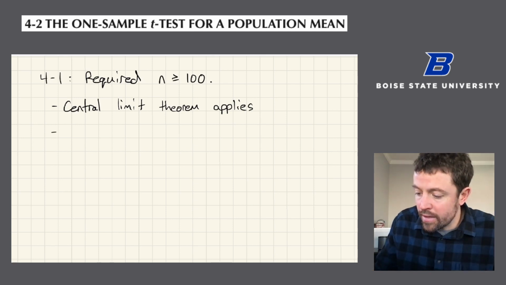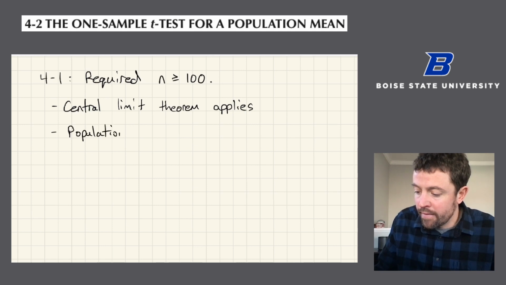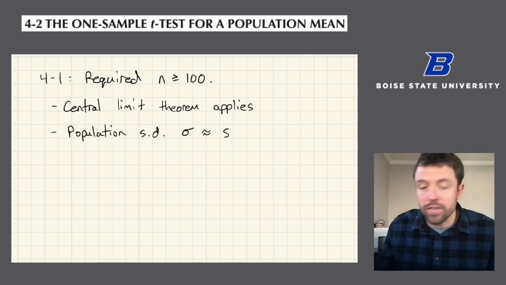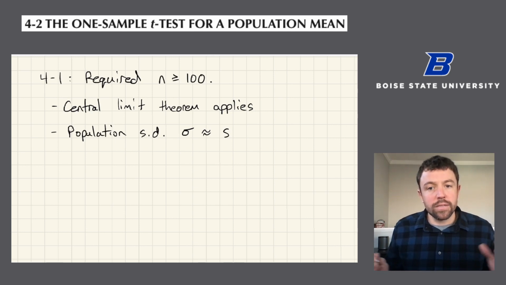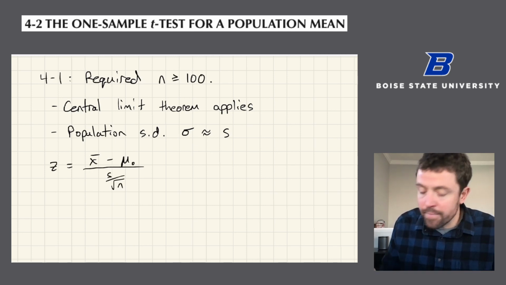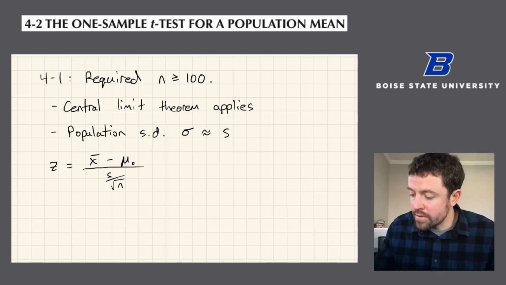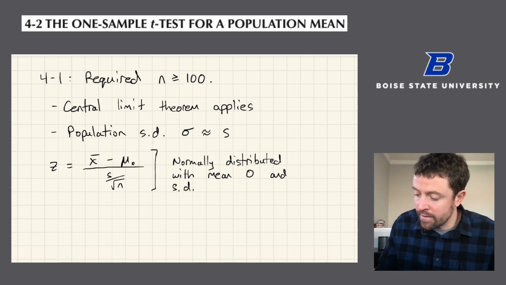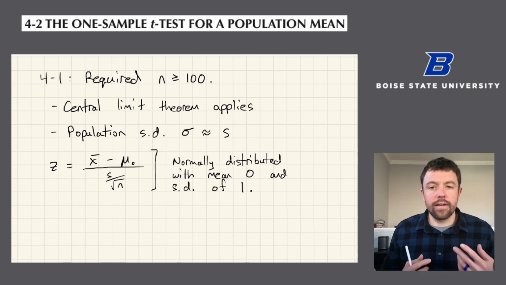But the other reason was that the population standard deviation, sigma, when we have a large sample, should be approximately equal to our sample standard deviation s. And so what this meant was that we could do this whole procedure where we calculated z equals x bar minus mu naught over s over the square root of n. And what we knew was that these values, as we vary across different samples, are normally distributed with a mean of 0 and a standard deviation of 1.